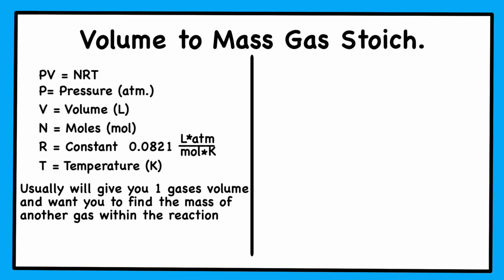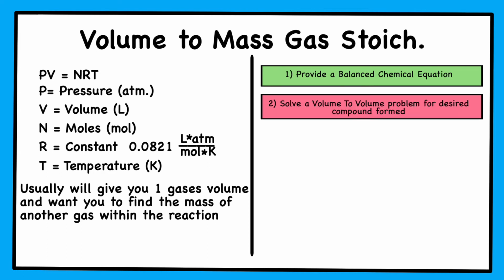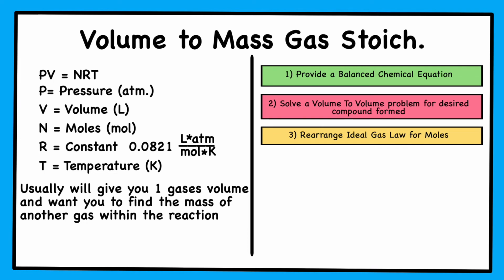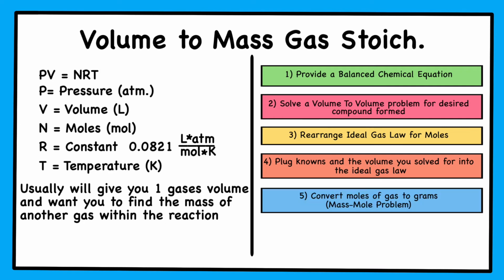Like our volume to volume problems, our first step is going to be balancing a chemical equation. Next, we solve a volume to volume problem to find the volume of a substance that is produced. Our third step is to take our ideal gas law and rearrange it for moles. Then we plug our determined value in along with our known values to solve for moles. Once we solve for moles, we can multiply our moles by the formula mass of the substance over 1 mole to get our desired mass.